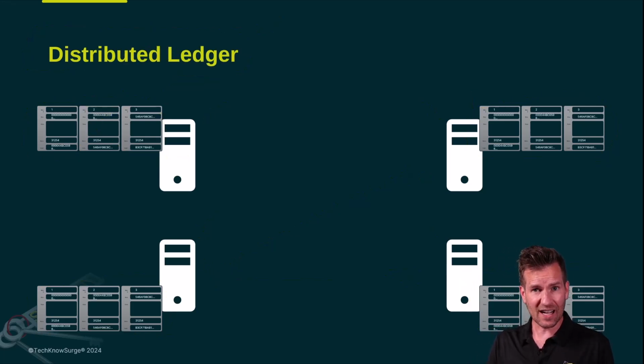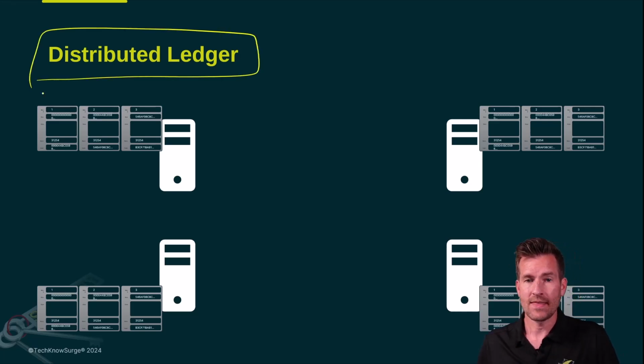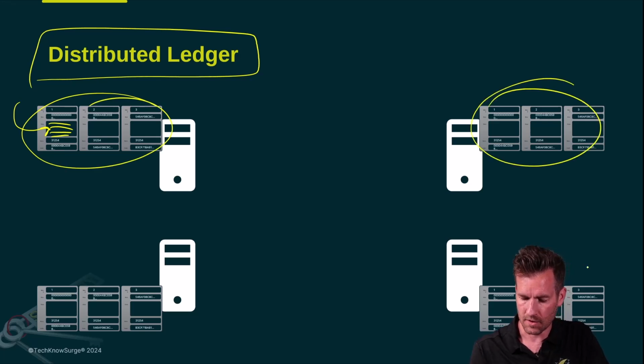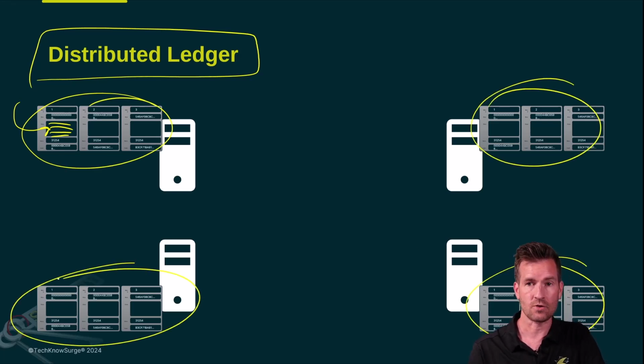There's a few different concepts and terminologies we can attach to this. One is distributed ledger. That's because if we're putting financial transactions inside of here, this is a ledger, and we're distributing it across many different machines. So now we have a distributed ledger.